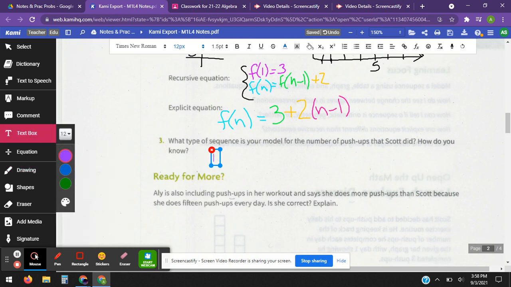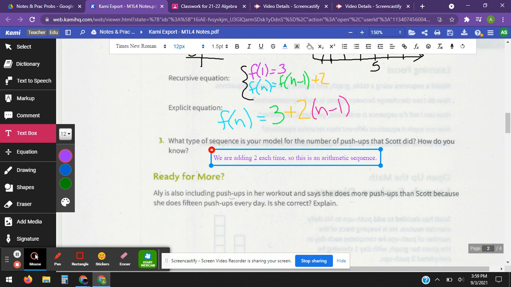All right. So now, what type of sequence is our model? Well, we are adding 2 each time. So this is an arithmetic sequence. That is how we know.